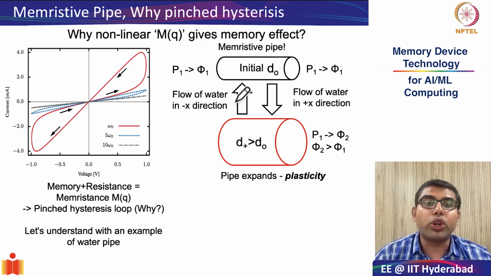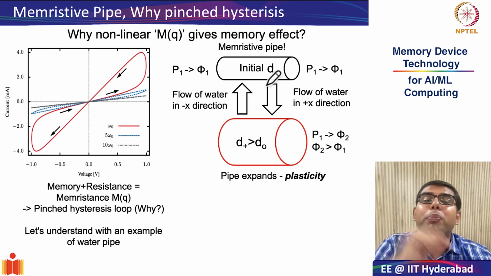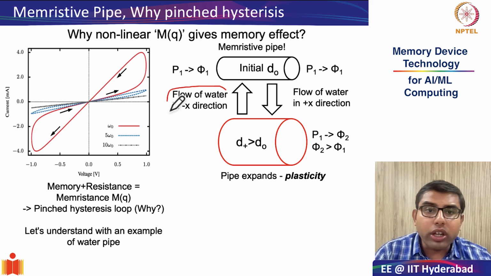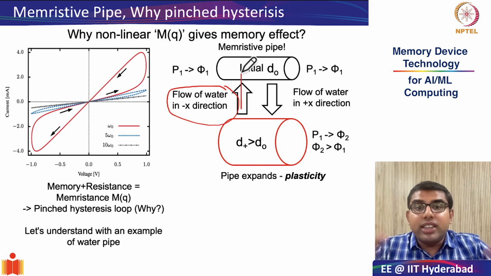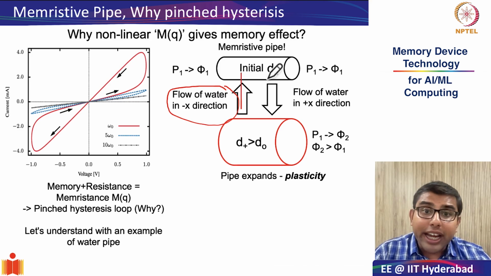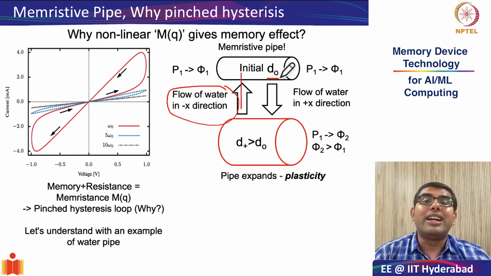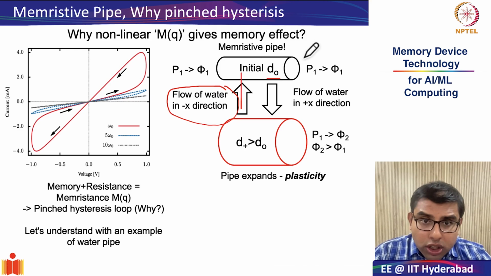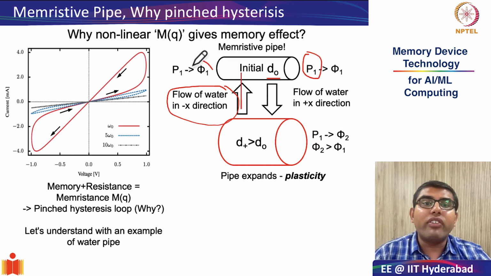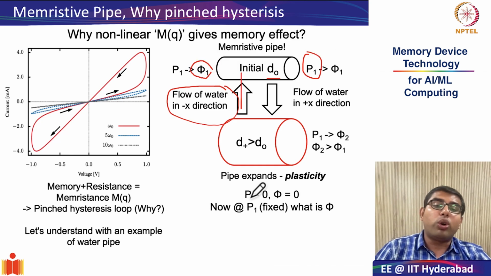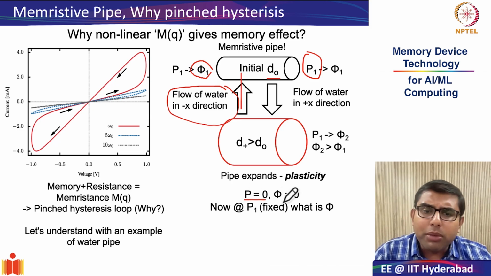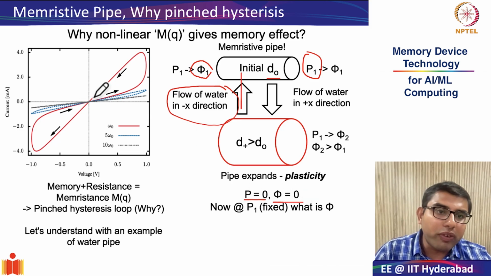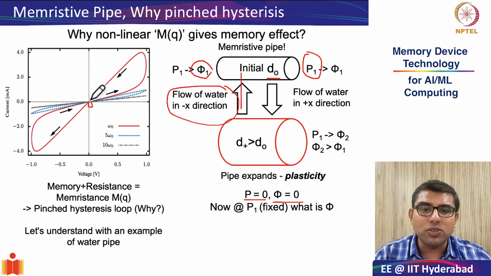And in this case, what you do is you flow water in the opposite direction. When you flow water in the opposite direction, the diameter again shrinks back in this magical memristive pipe to the original D0. So for the same pressure, you are returned to the original flux. First thing important to notice: when you apply no pressure of water on the pipe, the flux will be 0. This is what we talked about as the pinched hysteresis.